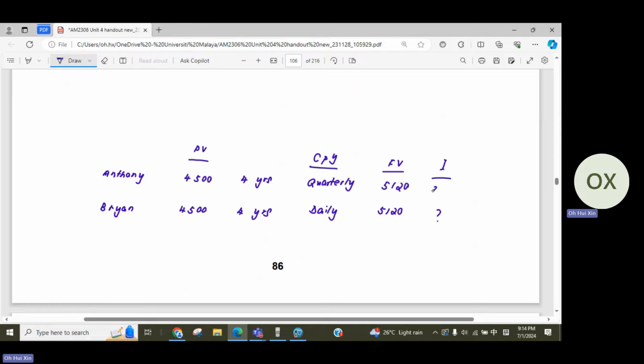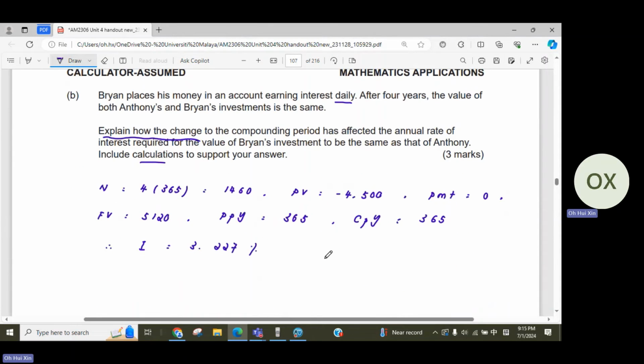So you realize that if the interest is compounded quarterly, then the I that you need is 3.24. Whereas when the interest is compounded daily, the interest rate that you need is 3.227. So that's why you can see that it's slightly lesser than whatever you need, because you are now compounding the interest much more frequently. Okay, so to explain that, we can just put it into one sentence.